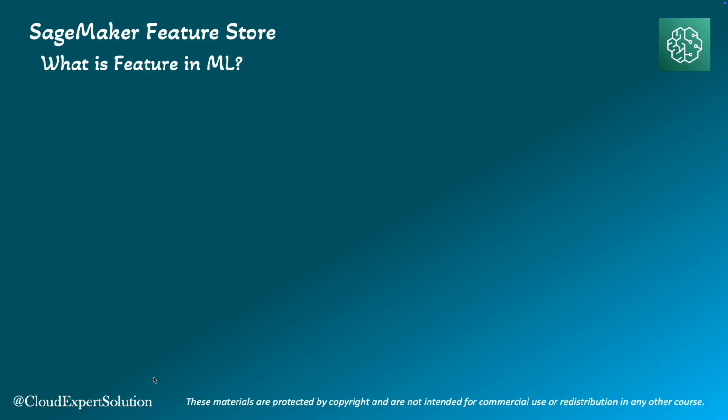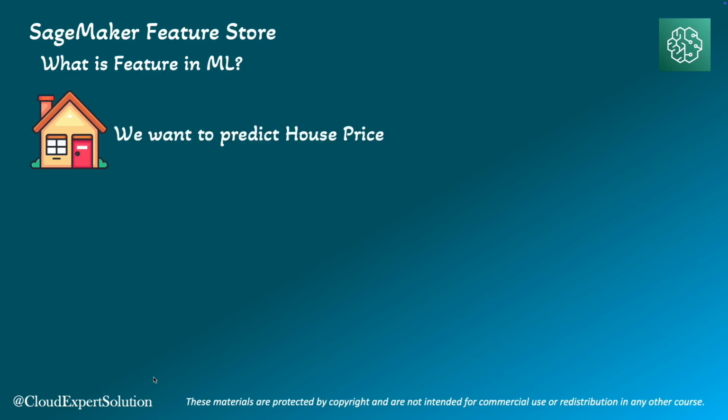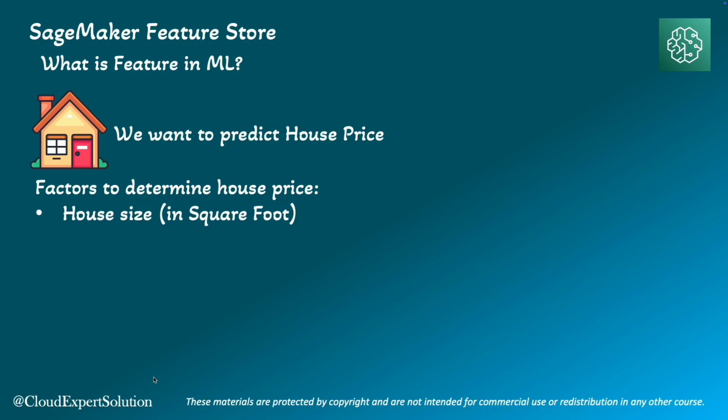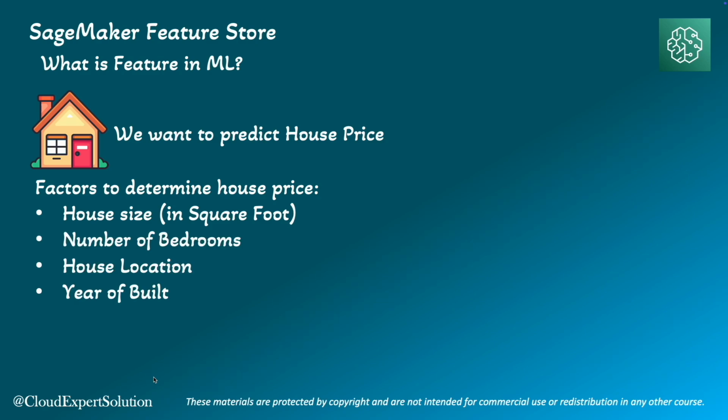Before explaining the Feature Store, let's recap what a feature is, and we'll take the example of predicting house prices. To do this, you need to consider various characteristics of the house which have a direct or indirect relationship with the house price. These characteristics are called features. Like house size in square feet, number of bedrooms, location of the house, and year of build. All these attributes are called features.